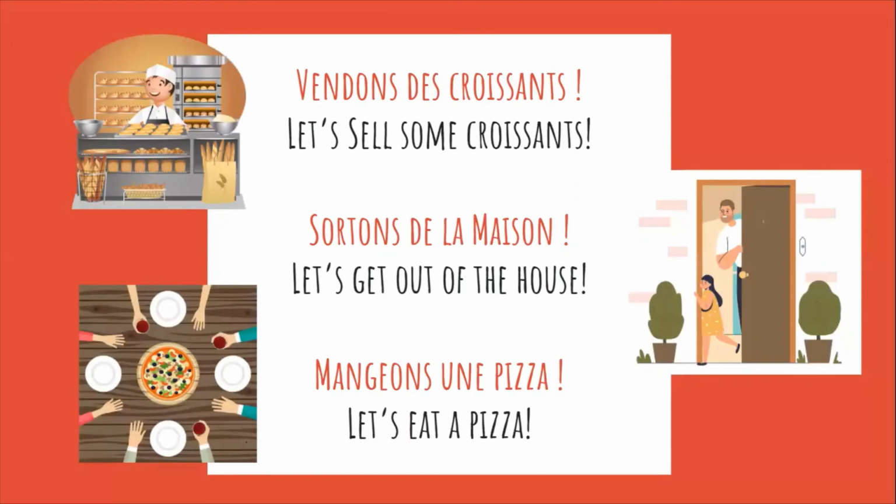Alright, so let's see some examples. Vendons des croissants. Let's sell some croissants. Sortons de la maison. Let's get out of the house. Mangeons une pizza. Let's eat a pizza. So notice that the nous commands can be translated as let's and then the action in English. So it's really quite simple.